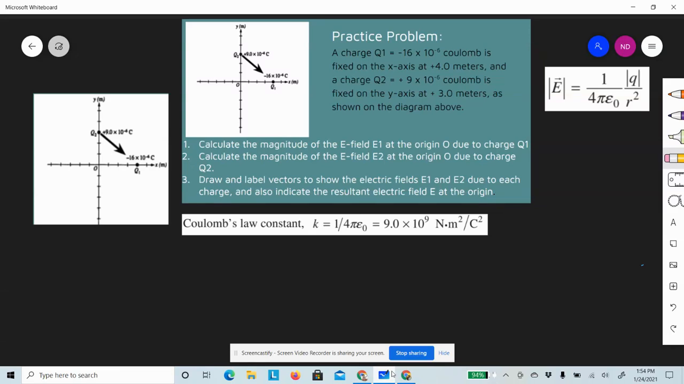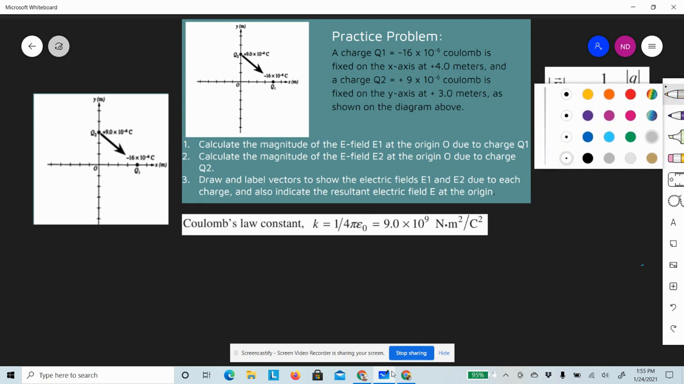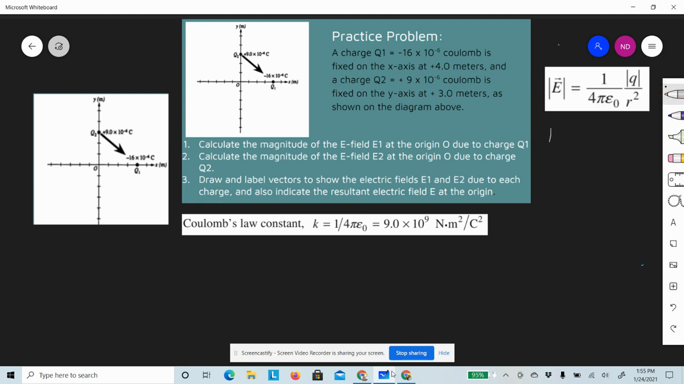All right, guys, here's this problem, practicing our study of electric fields. From the reference tables, equation sheets, E equals... I don't like this value. I like to write it this way. E equals KQ over R squared.